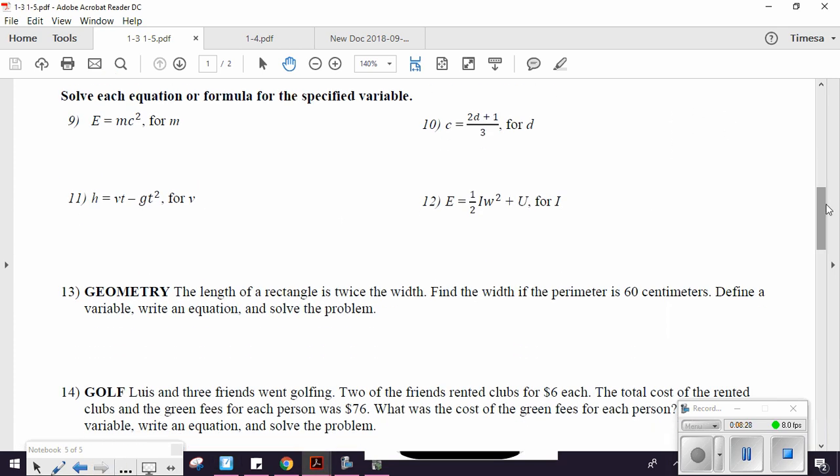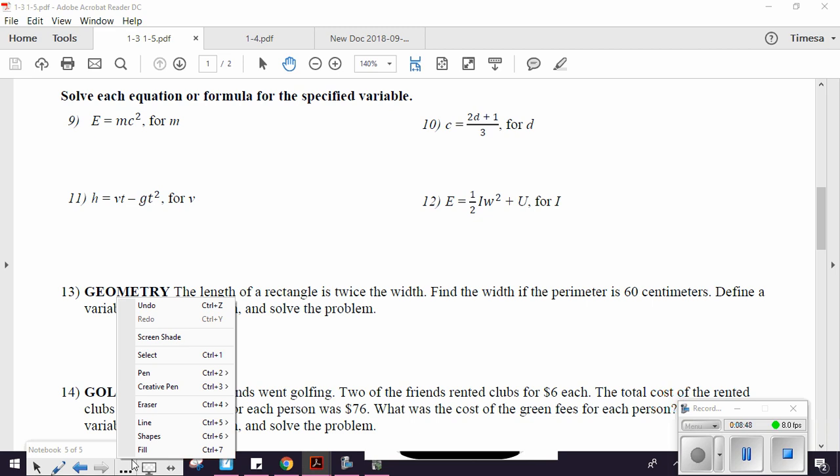For 9 through 12, we're solving literal equations for variables. So sometimes when you solve for a variable, you don't always get a number or a value back. Sometimes you get an expression. So for number 9, we're going to solve for m, but the process is still the same. Do the opposite operation to move things to the other side of the equal sign.